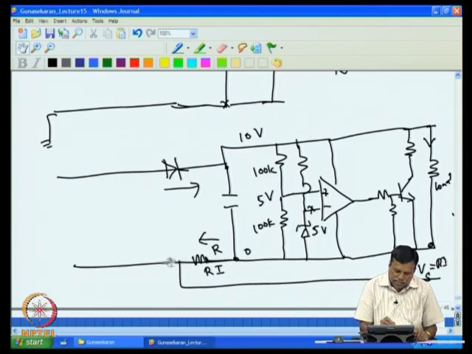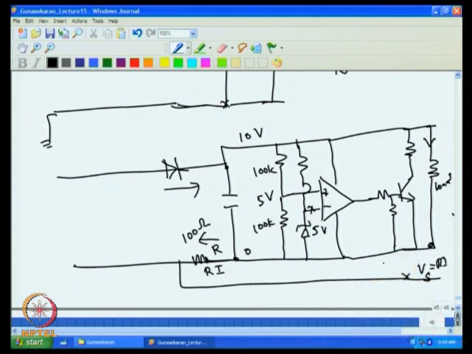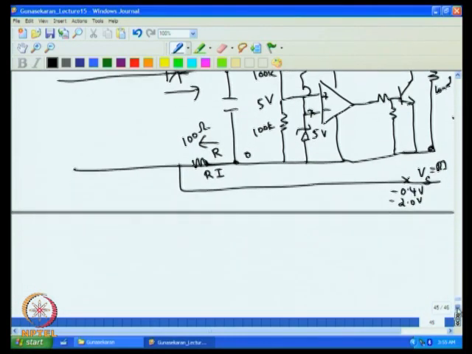As current increases, you will have more and more negative voltage here. Say at 4 milliampere, for example, if I put here 100 ohms, I will get minus 0.4 volt. At 20 milliampere I will get minus 2 volt. So the signal will be varying from minus 0.4 volt to minus 2 volt. The supply voltage will remain at 10 volt. So now we have to convert this minus voltage into plus voltage.